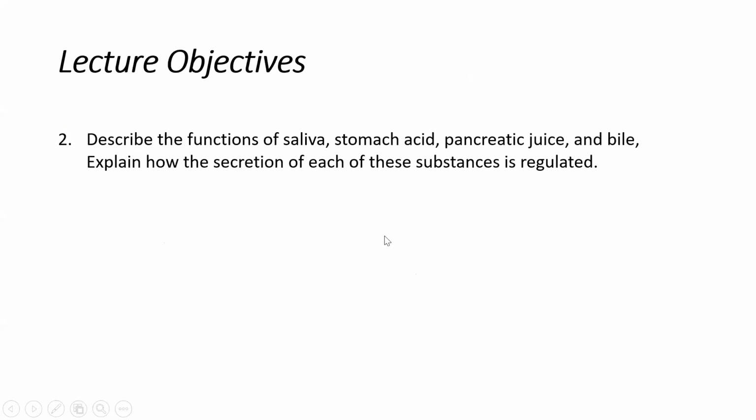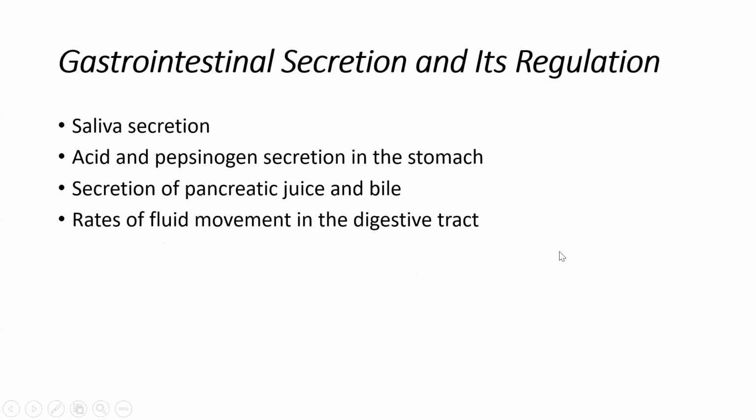All right, let's move on to objective 2. Describe the functions of saliva, stomach acid, pancreatic juice, and bile, and explain how the secretion of each of these substances is regulated.